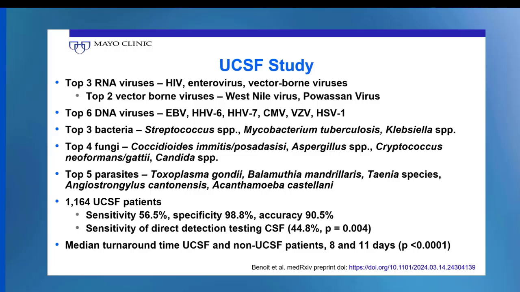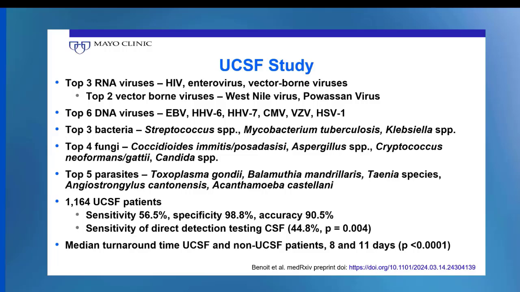The top six DNA viruses were Epstein-Barr virus, human herpesvirus 6 and 7, cytomegalovirus, varicella zoster virus, and herpes simplex virus type 1. The top three bacteria were Streptococci, Mycobacterium tuberculosis, and Klebsiella. And the top four fungi were Coccidioides immitis/posadasii, Aspergillus, Cryptococcus neoformans/gattii, and Candida species. And the top five parasites were Toxoplasma gondii, Balamuthia mandrillaris, Taenia species, Angiostrongylus cantonensis, and Acanthamoeba castellanii. This again is consistent with our experience, although our experience is smaller with this kind of assay.